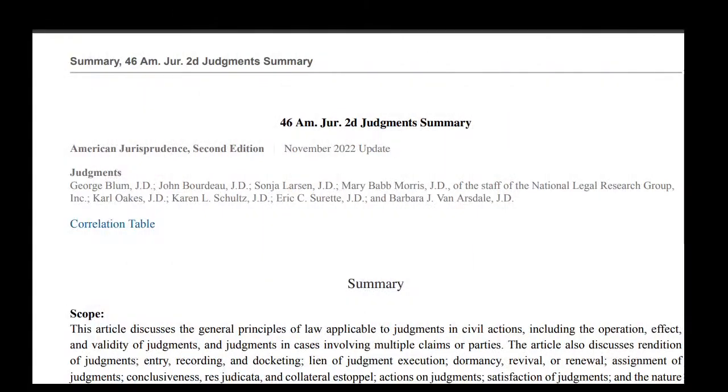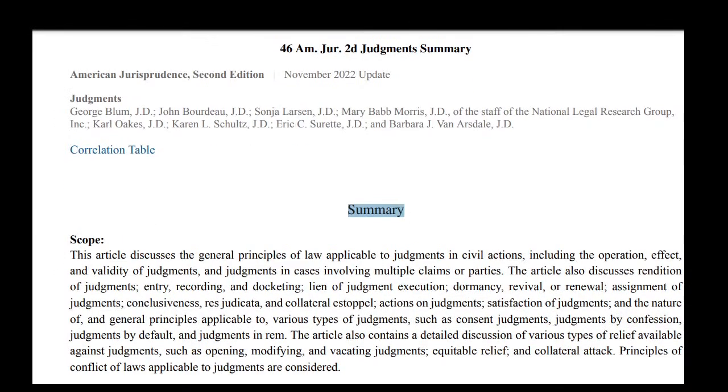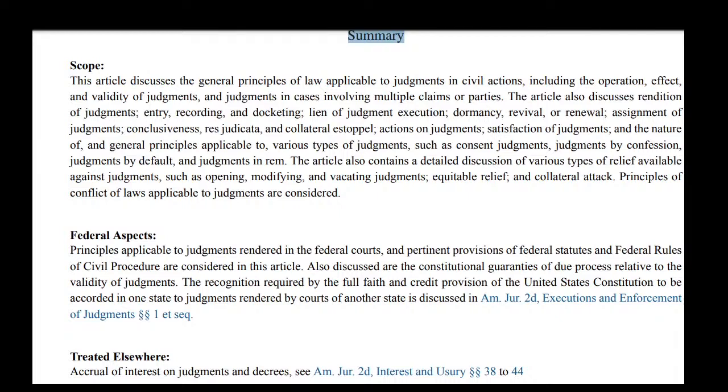So, we're on to American Jurisprudence 2nd edition, volume 46, Judgments. This first part is the summary. The scope: this article discusses the general principles of law applicable to judgments in civil actions, including the operation, effect, and validity of judgments, and judgments in cases involving multiple claims or parties.